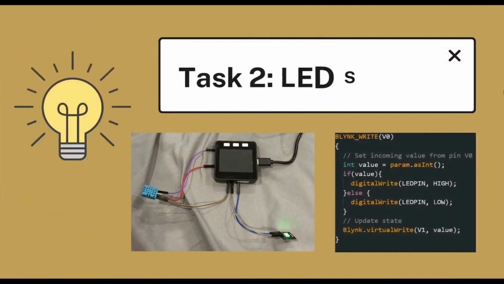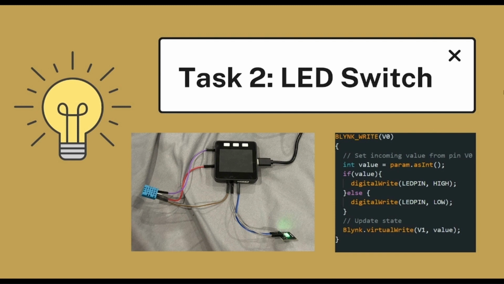Moving on to task 2 of our project, we will be discussing how to control an LED using a Blink app. To do this, we will write a function that receives a value from Blink app and uses that value to control the LED. The value we receive from Blink app will be stored in a V0 variable. When we click on the on button, the value of V0 will be set to high, indicating that we want to let the LED turn on.